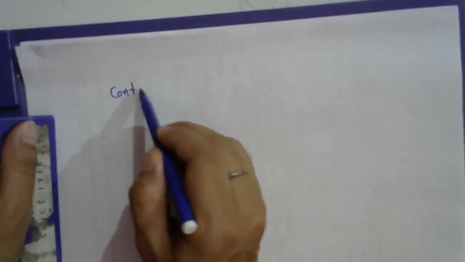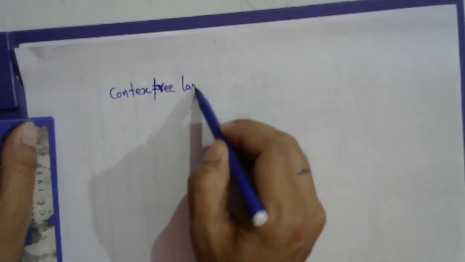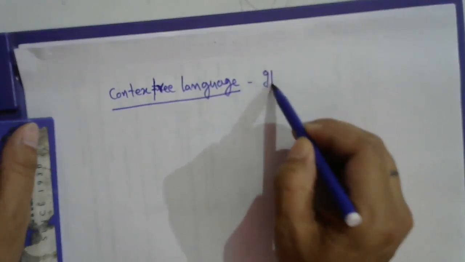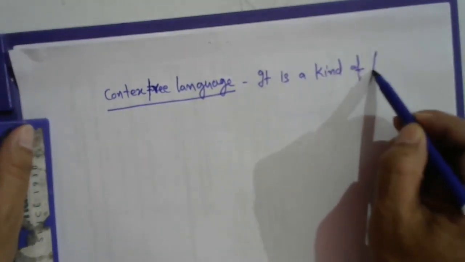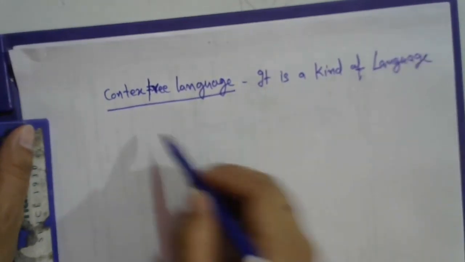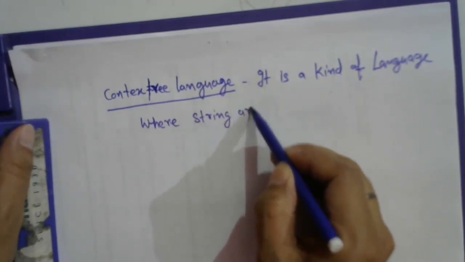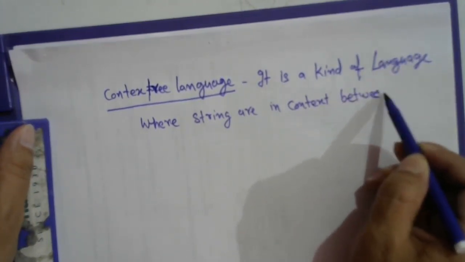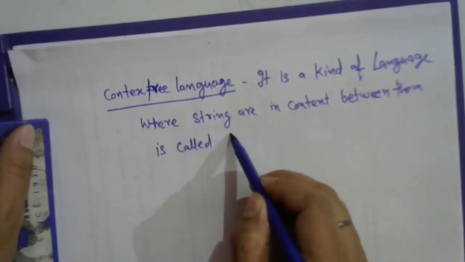The context-free language is written in such a way that it is a kind of language where strings are in context between them. That is called a context-free language.